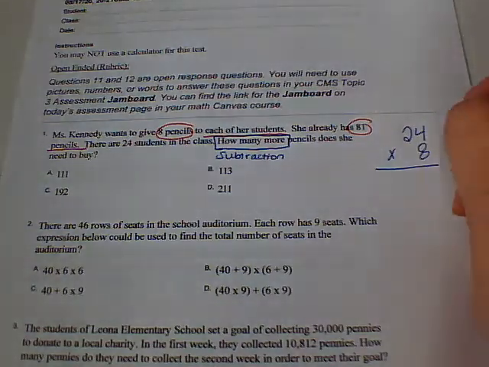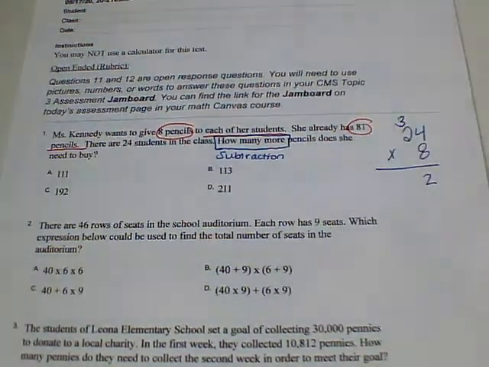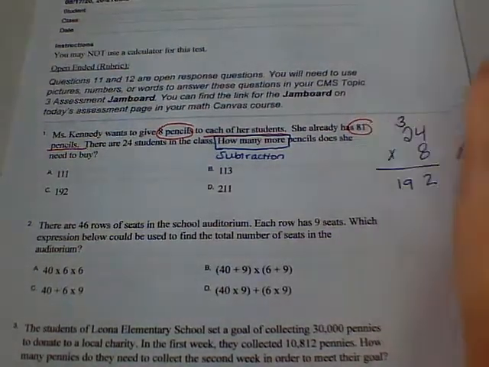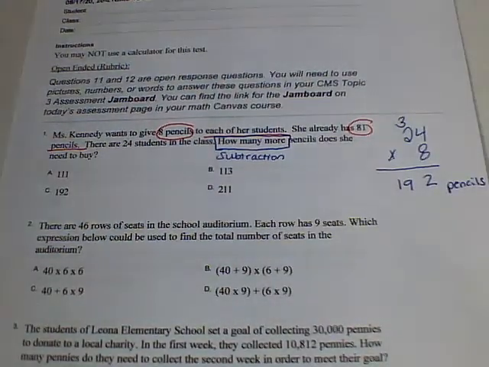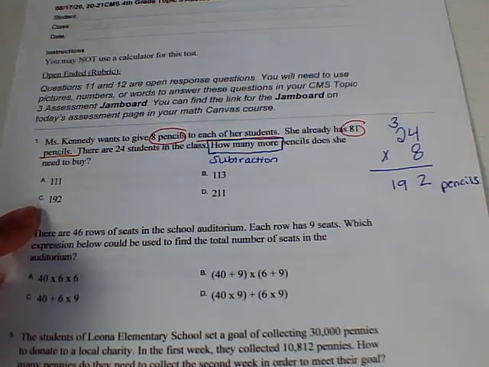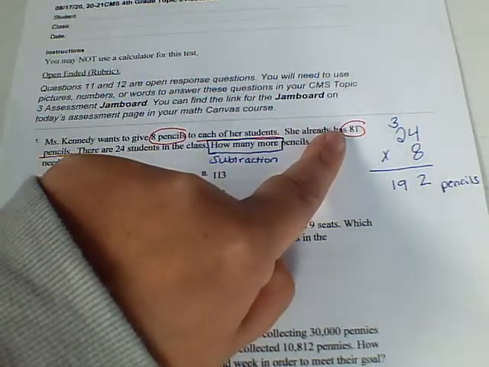Okay, so 8 times 4 is 32. 2 times 8 is 16, plus 3 is 19. So I know that she is going to need a total of 192 pencils. And if you notice, 192 is on here, okay, but that's not the answer. She already has 81 pencils.